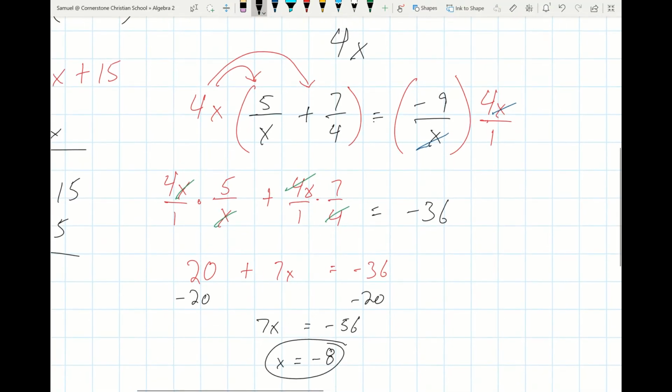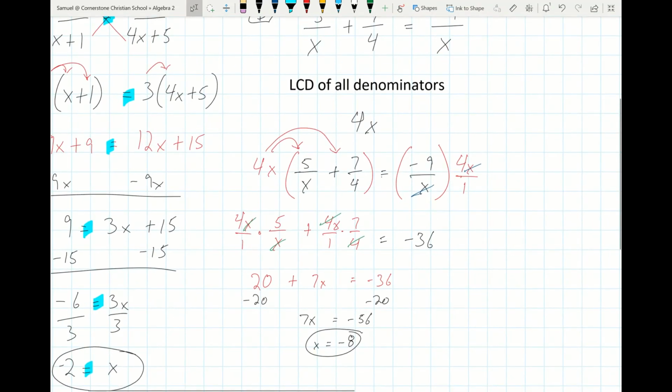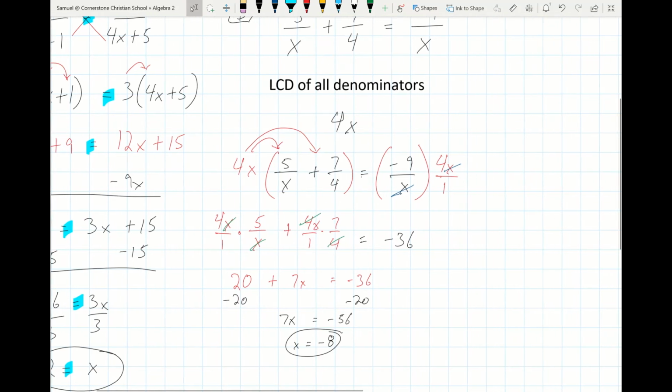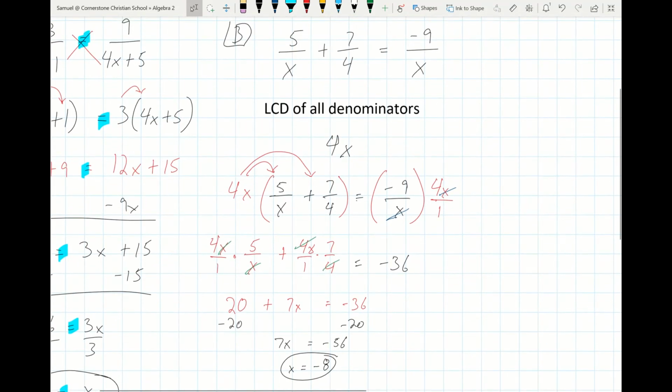Something I do want to mention, as this is an equation and you're solving for a variable, anytime you do that, you can always plug it back in and check. So I could plug negative 8 back into x in my very original problem, and both sides will be equal. Both sides would end up being negative 9 over negative 8, or 9 over 8 equals 9 over 8. You can pause the video and try that if you like.